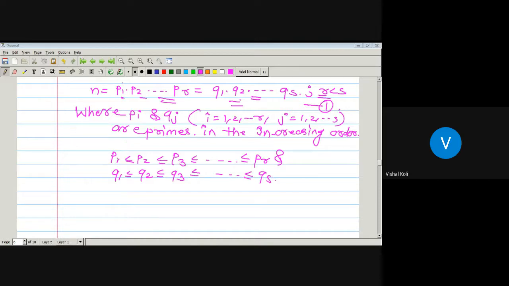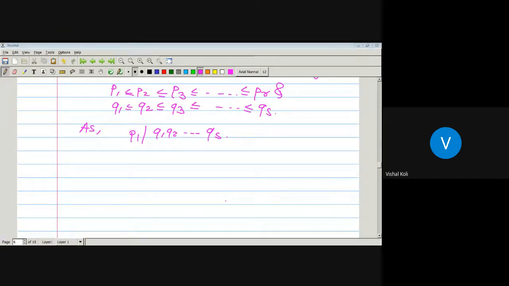Since here there is a possibility that P1 and P2 may be the same. Whenever n is equal to P1, P2 up to so on Pk, we don't know whether all these Pk's are distinct or not. There is a possibility that P1 may be equal to some P3, P3 may be equal to some P5. So here we have taken P1 less than or equal to P2, P2 less than or equal to P3 up to so on PR, and the same for Q1, Q2 up to so on QS also. Now as P1 into P2 into up to so on PR is nothing but Q1 into Q2 into up to so on QS, it implies that P1 must divide Q1, Q2 up to so on QS. As P1 is a prime, and Q1, Q2 up to so on QS are also primes, there is one result.